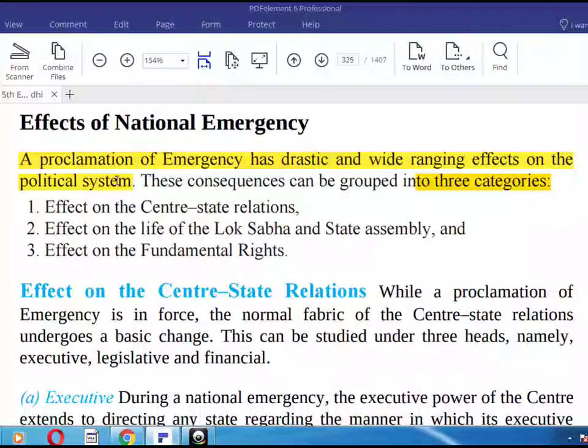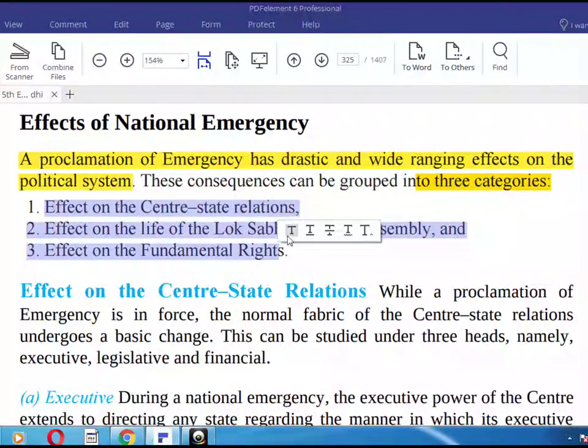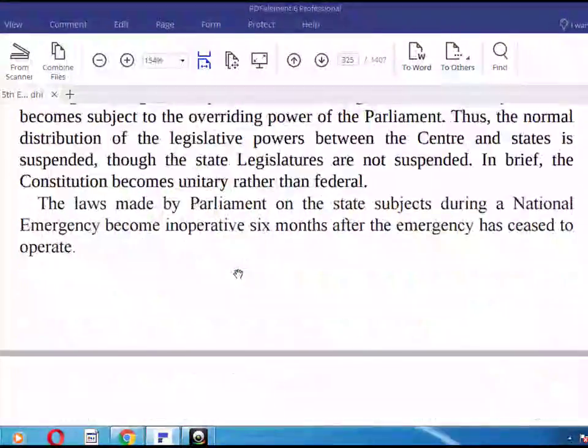The proclamation of emergency has drastic and wide-ranging effects on the political system. These consequences can be grouped into three categories. First is the effect on center-state relations, second is the effect on the life of the Lok Sabha and State Assemblies, and third is the effect on the fundamental rights. So, first, the effects on the center-state relations.